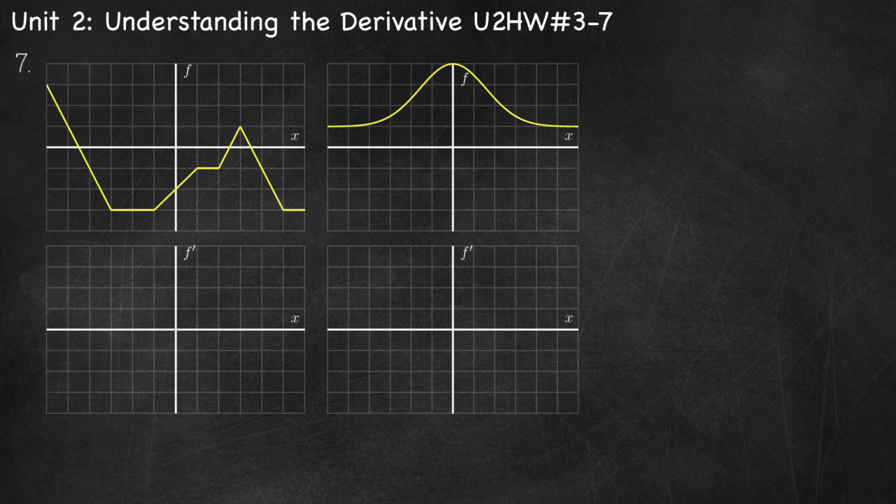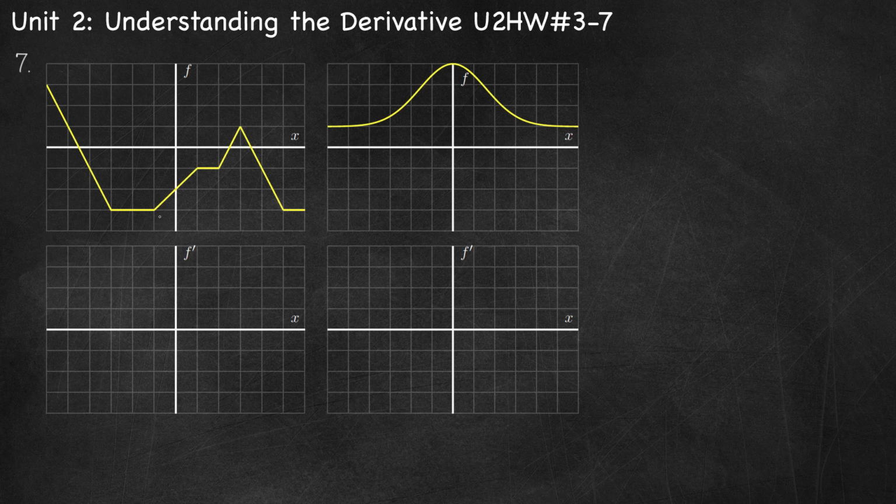Okay, number 7, we are given the graph of f, and we are asked to sketch the graph of its derivative. And we're told that we should be using a scale of 1 in the horizontal direction, that we may need to change the scale in the vertical direction, but we'll just see if we need to do that. So the first graph on the left is made up of a bunch of linear sections or linear pieces.